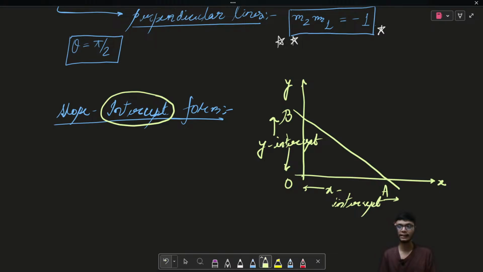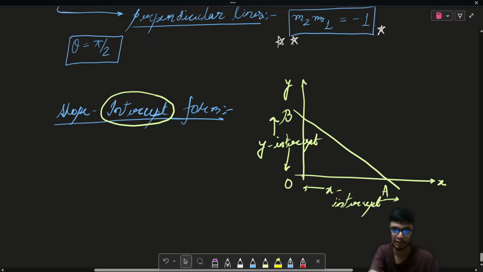So if the straight line cuts the x-axis at A and the y-axis at B, then OA and OB are known as the intercepts on the x and the y-axis respectively. I hope this is clear, and therefore we are now ready to write any general equation of a line.